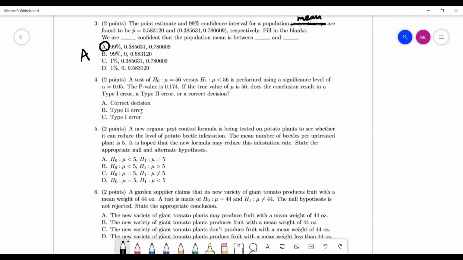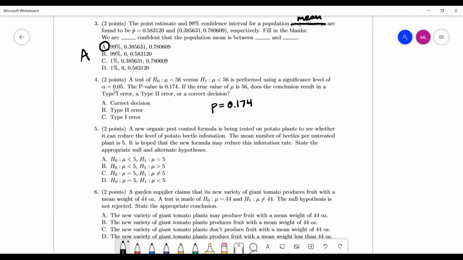So let's think about this. What it's essentially saying is, up here, we assumed that mu is equal to 56 according to our null hypothesis. There's maybe some evidence that mu is in fact less than 56. We run through everything and it turns out that the p-value is 0.174. So basically we found that p equals 0.174. Are we going to reject the null hypothesis or not?